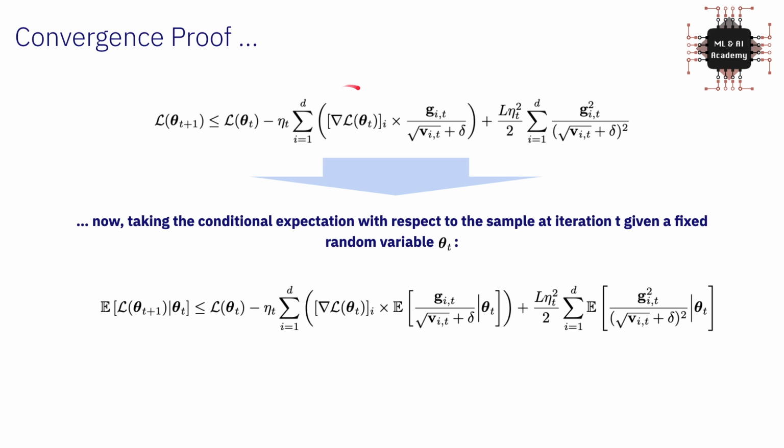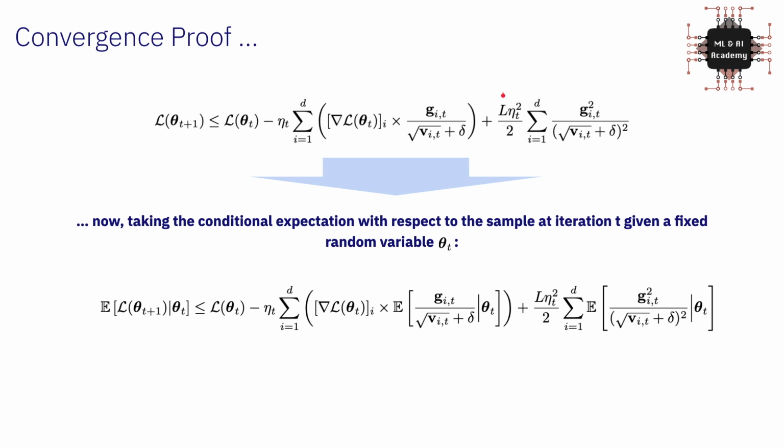So now we have the expectation of this product, the gradient of L(θ_t)_i, times g_it divided by the square root of v_it plus delta. Well, now notice again that conditioned on θ_t, this is known. And that's why this is not random, and that's why it's like a constant. So it goes out of the expectation again, and we're left with the expectation of g_it over the square root of v_it plus delta. Then we do the same thing here.